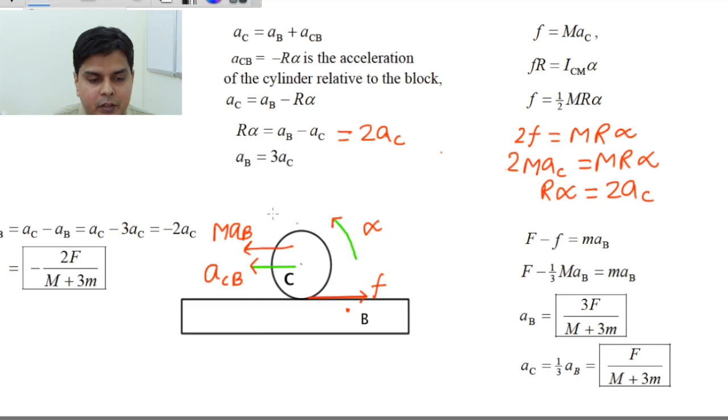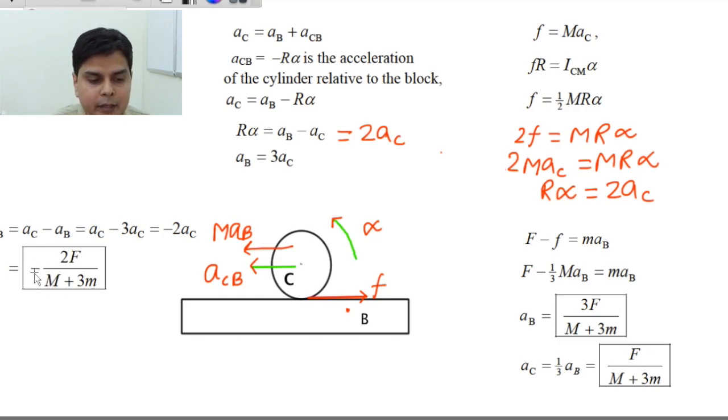Now after this, I will use that AC is equal to 1 by 3 AB, and I will use it in the equation of the block which I had written, F minus small f is equal to small m AB. Therefore F minus 1 by 3 M AB is equal to small m AB. Now after this it is simple algebra. You will find AB is equal to this thing, then AC is equal to 1 by 3rd AB, that is this thing, and ACB is equal to AC minus AB will be minus 2F by capital M plus 3 small m.